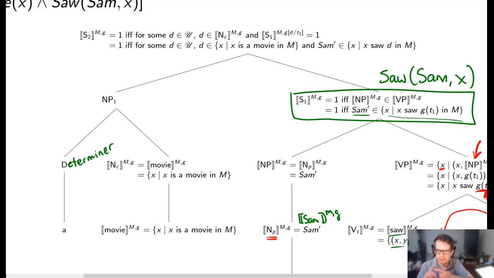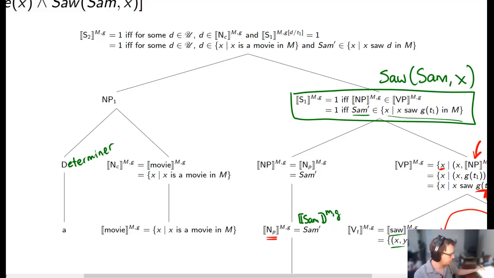So we can write the things for movie and our common nouns. We know that any common noun is a predicate. So for movie, we can write the set of X such that X is a movie. And we can then send it up to the common noun, and we can say that the common noun would be movie, which is the set of X such that X is a movie in M. So we can do these two nodes.